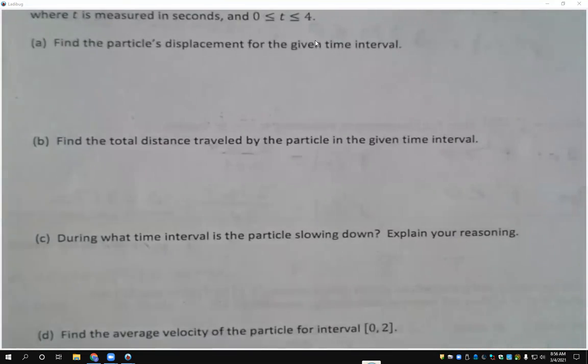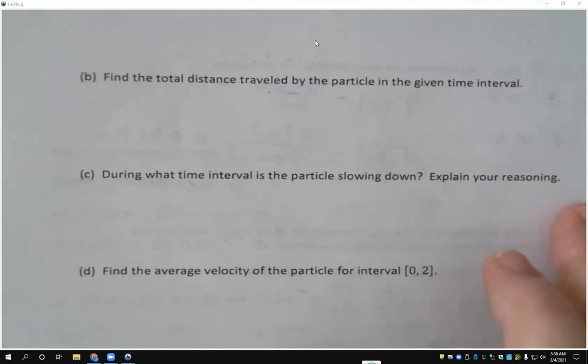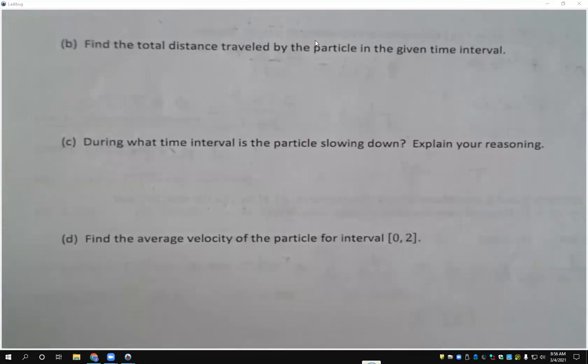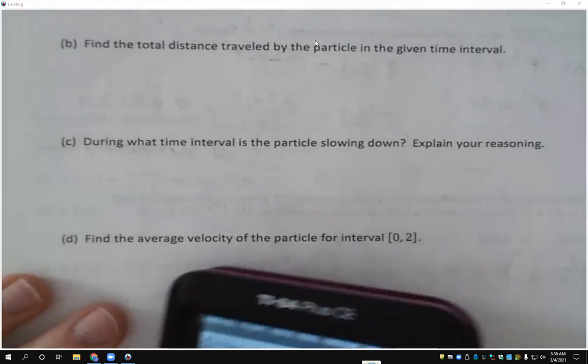All right, let's go to 42. A and B, same thing as A and B on the top, right? Displacement, no absolute value bars, total distance, absolute value bars. Any questions on C or D? Could you do C, please? Yes, when is the particle slowing down? That is when acceleration and velocity have opposite signs.